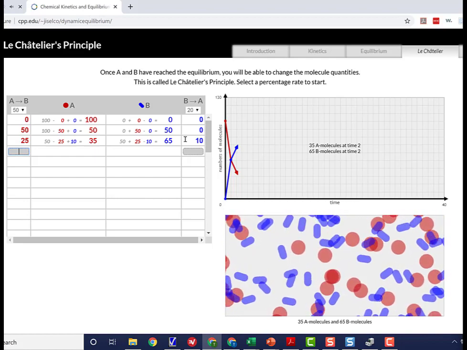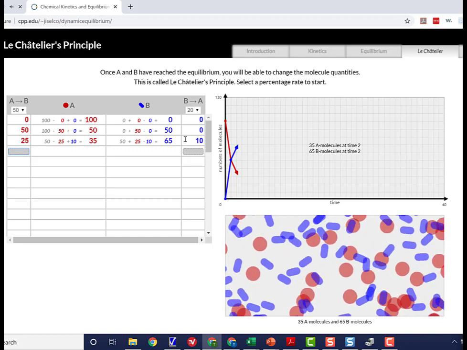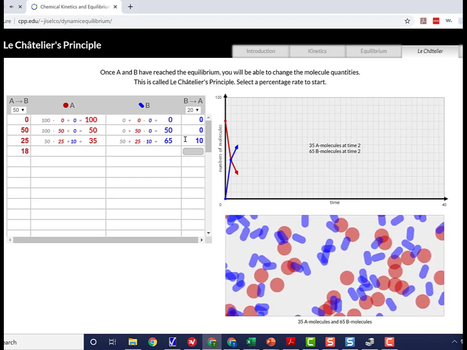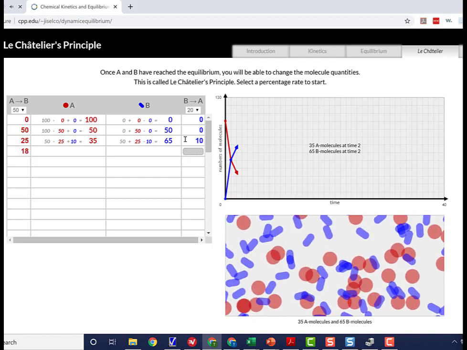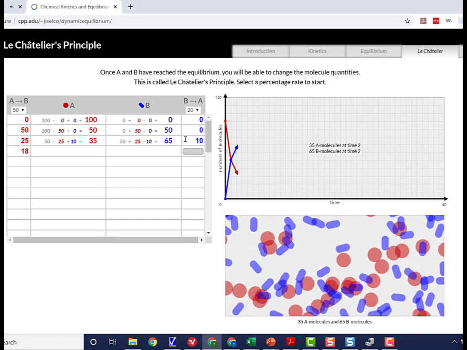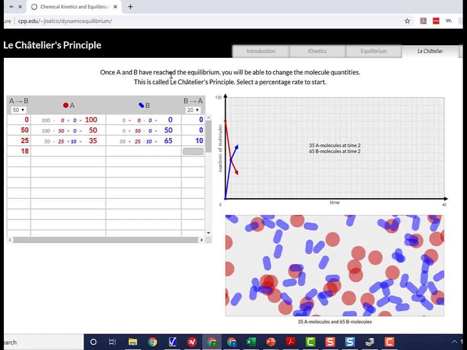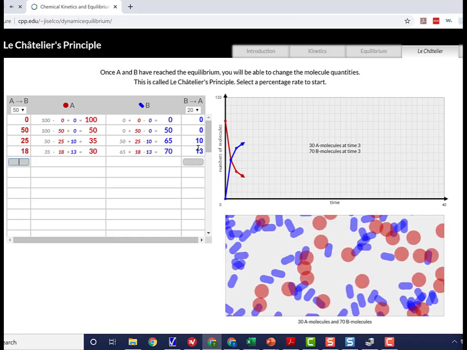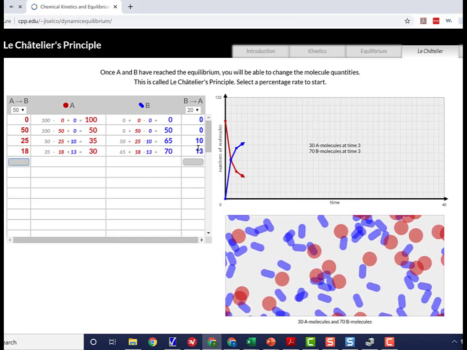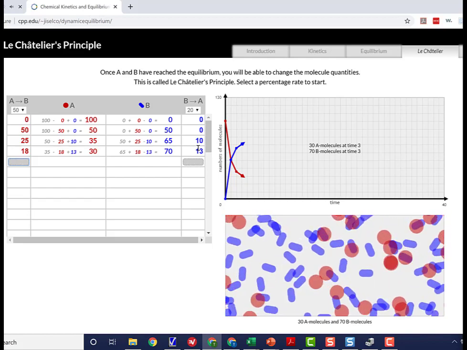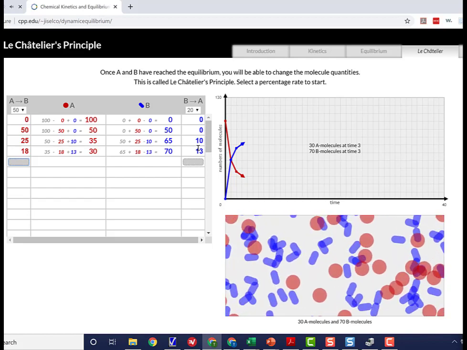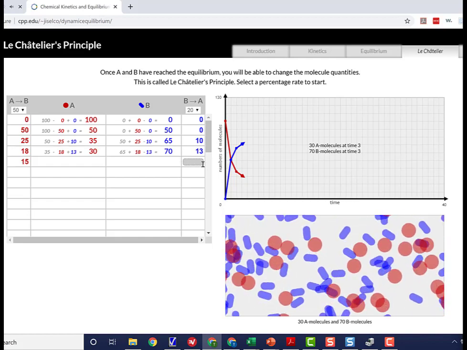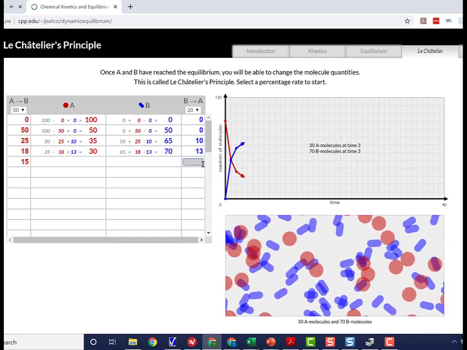So this rounds, I think, half of 35 is 18 according to this, and 20% of 65 would be 13. Okay, see, our slopes changed again. Now half of those, 15, are going to change. And 20% of 70 is 14.